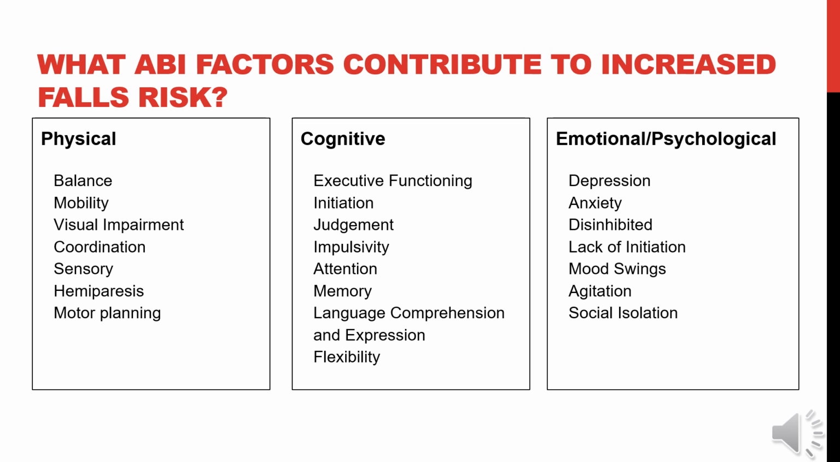poor judgment and impulsivity, poor attention, impaired memory, impaired language comprehension and expression, and difficulty with flexibility. Emotional and psychological factors may include depression, anxiety, disinhibition, lack of initiation, mood swings, agitation, and social isolation.